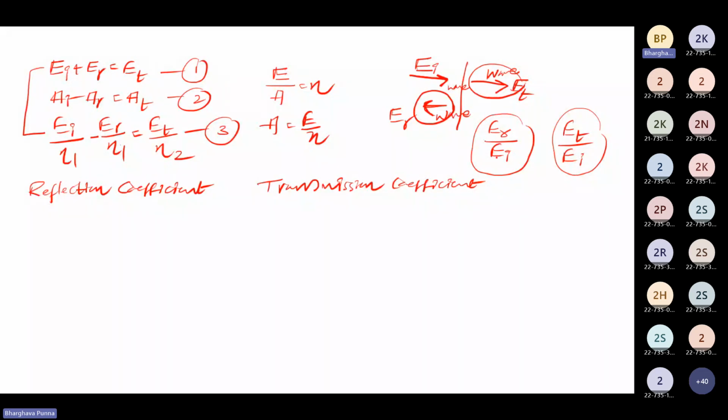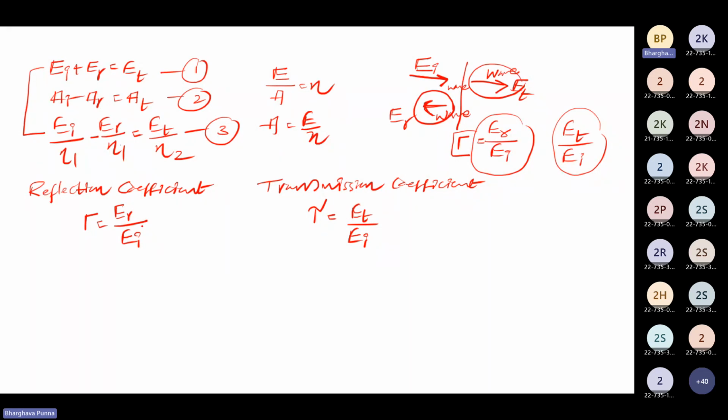The measure of the first one is said to be the reflection coefficient, because it is about the reflected electric field, the reflected electromagnetic wave. The reflection coefficient is indicated with gamma. So gamma is equal to the reflected electric field by the incident electric field. The transmission coefficient is represented with tau. It is about how much transmitted electric field there is with respect to the incident electric field. These are the definitions of the reflection coefficient and transmission coefficient.